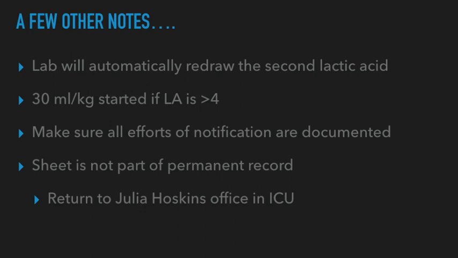So this new tool isn't a part of the permanent record, so when you're done with it, I would make a copy of the sheet and then put it in the patient's folder, and then give a copy to Julia in the ICU, and I believe they're going to have a folder in the ICU for those to go. So just bring it over to the ICU and then they'll be able to tell you where to go from there.